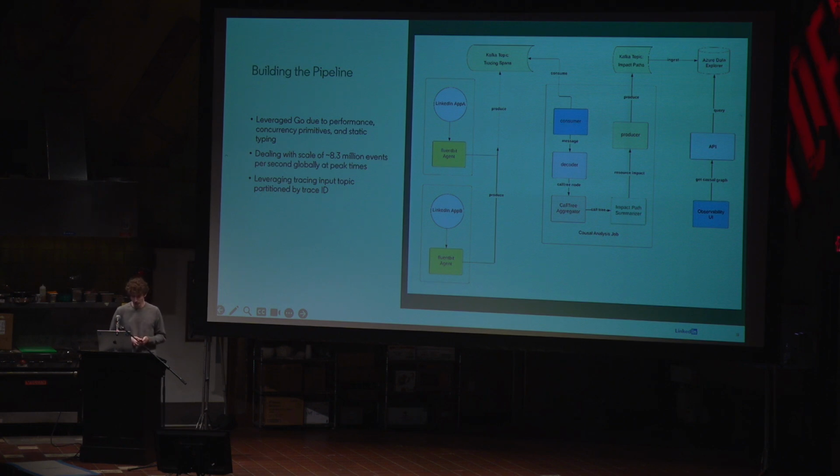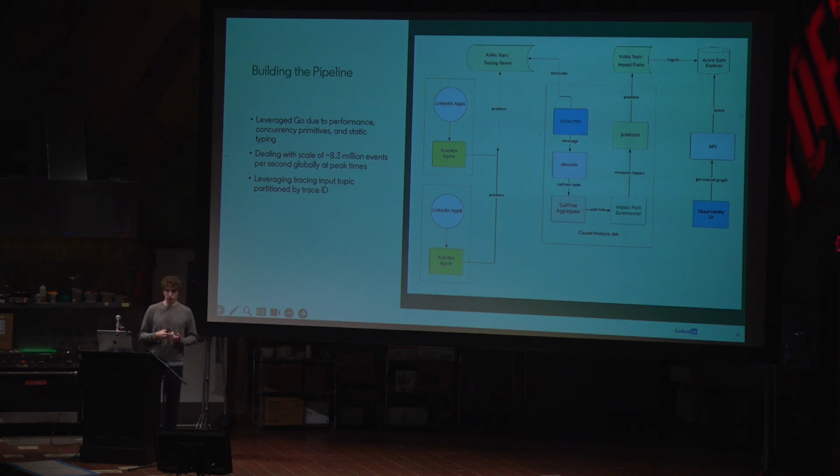And so we're dealing with a lot of scale. As I mentioned, we're at a 20% head sample of traces, and yet we're still dealing with 8.3 million events per second globally, and these are spans. So we've really had to build an efficient pipeline so that we're not blowing through all our compute. There are a ton of efficiency and scalability challenges.